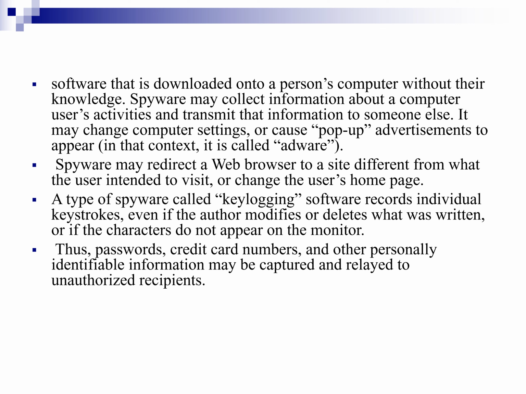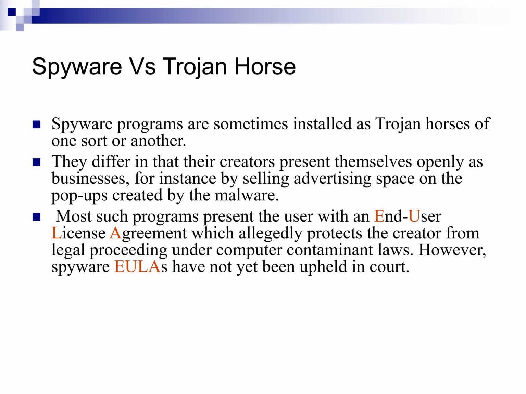A type of spyware is called keylogging. This software records individual keystrokes, even if the author modifies or deletes what was written, or if the characters do not appear on the monitor. Thus, passwords, credit card numbers, and other personally identifiable information may be captured and relayed to unauthorized recipients. Now let's see spyware versus Trojan horse.